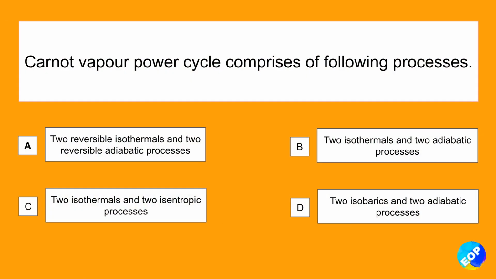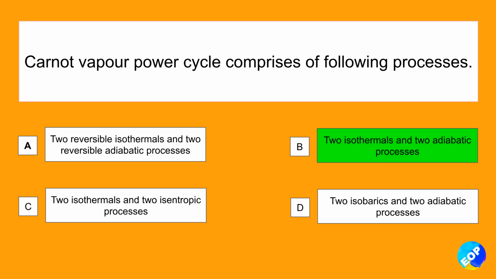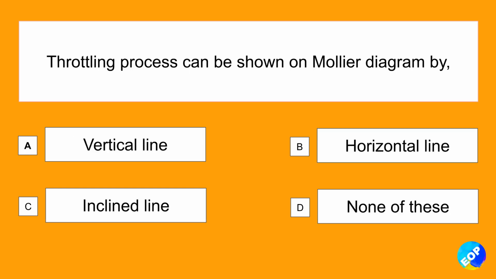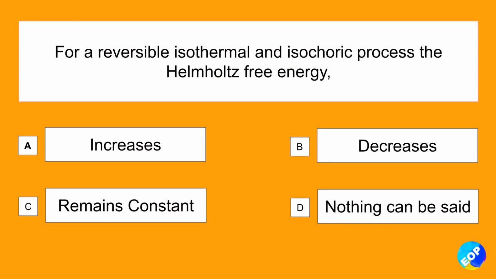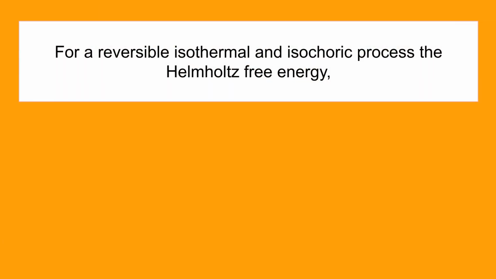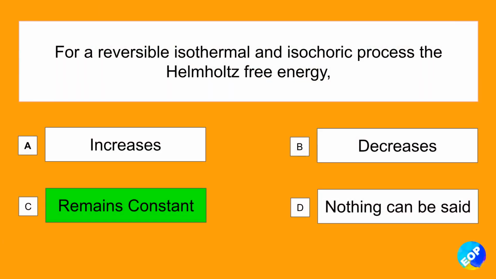Next, the Carnot vapor power cycle comprises of which following processes? It consists of 2 isothermals and 2 adiabatic processes. Finally, a throttling process can be shown on a Mollier diagram by? It is shown as a horizontal line on the Mollier diagram. Let's consider the Helmholtz free energy during a reversible isothermal and isochoric process. In this specific process, the Helmholtz free energy remains constant.